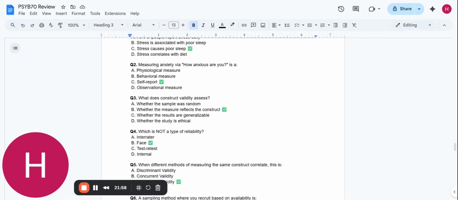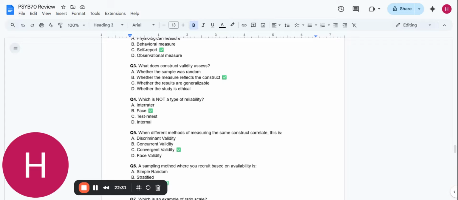The next question asks about measuring anxiety via "how anxious are you". This is a self-report because it's asking the participant themselves about how they feel and they're reporting. Physiological measure focuses on physiological parameters, behavioral measure focuses on the behavior of participants, and observational measure means that you don't manipulate anything in the study setting, you just sit and watch. But as we can see in this question, this is a self-report. The person is answering themselves and we're asking the participant directly.